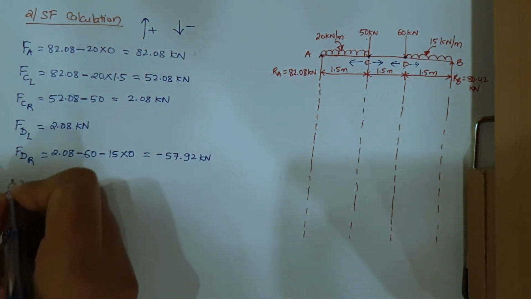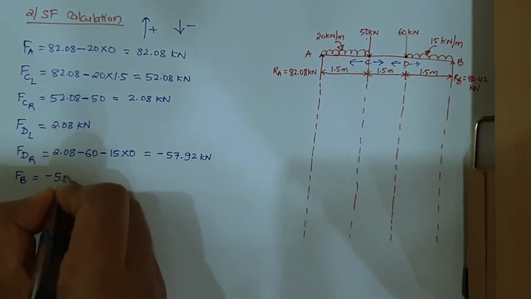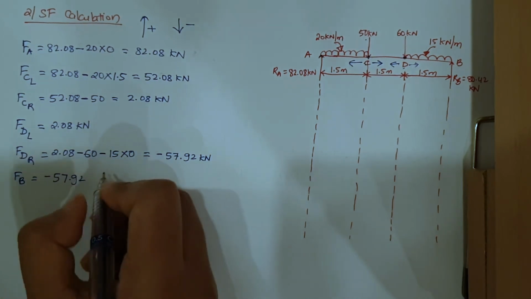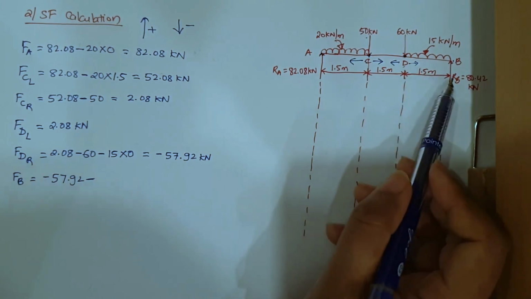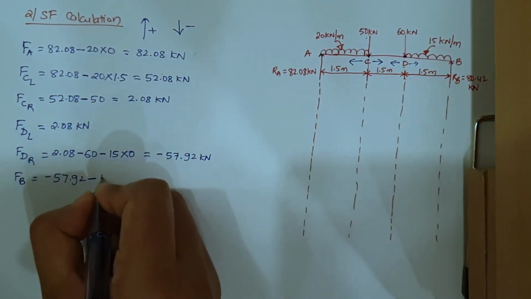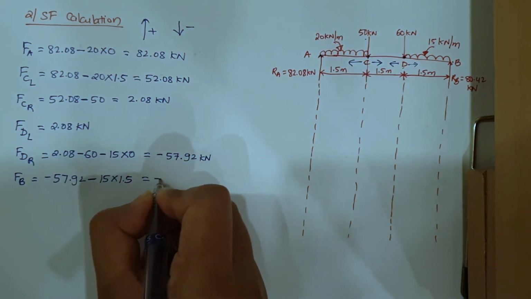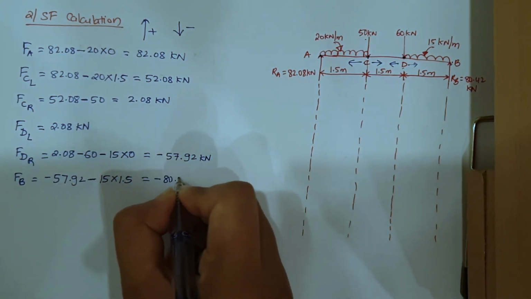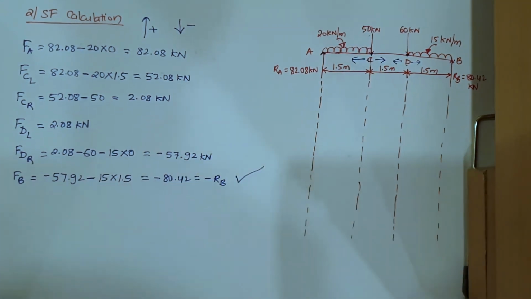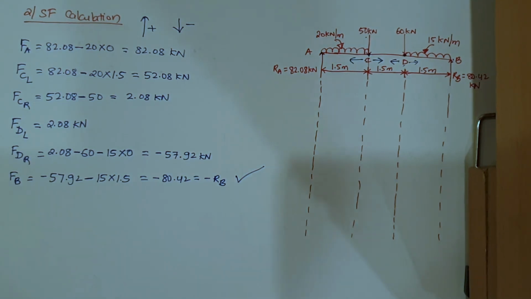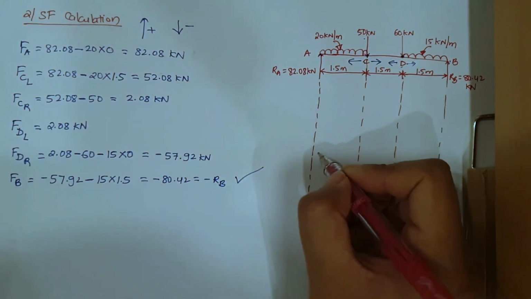Next, let us find force at B point. Last force that we got is minus 57.92 minus, now to reach B the UDL of 1.5 meter has been covered. So 15 into 1.5. So this will be coming exactly equal to minus 80.42, which is equal to minus RB. This reaction is right again. Right, now let's draw the shear force diagram.